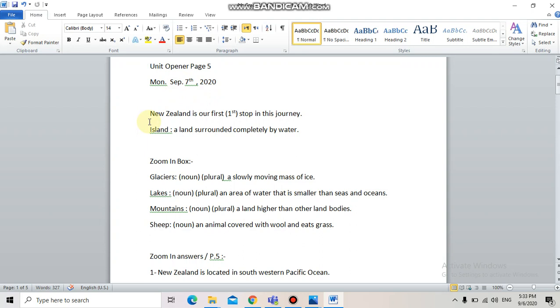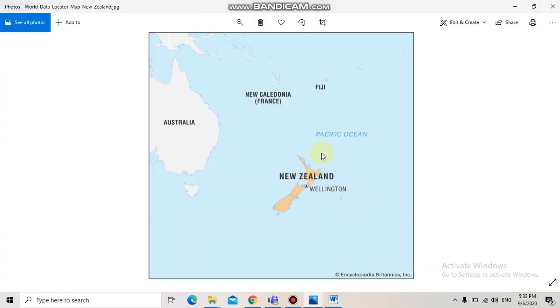As we agreed, New Zealand is our first stop in this journey. Island. What do we mean by island? As you saw in the map, New Zealand was completely an island. Island is a land surrounded completely by water. So if you look to the north part of the picture, there is water. South, water. East, water. West, water. So it is surrounded completely by water.